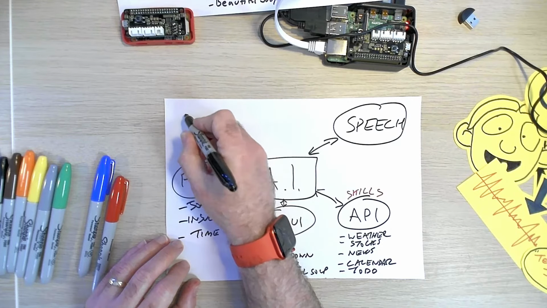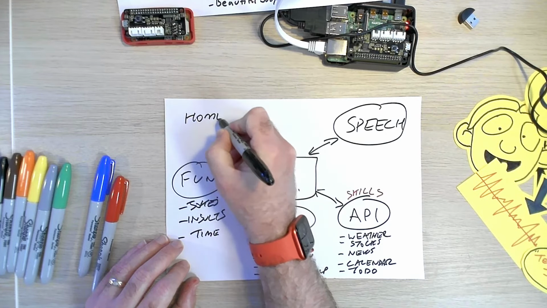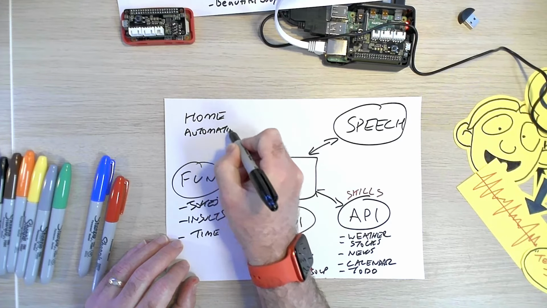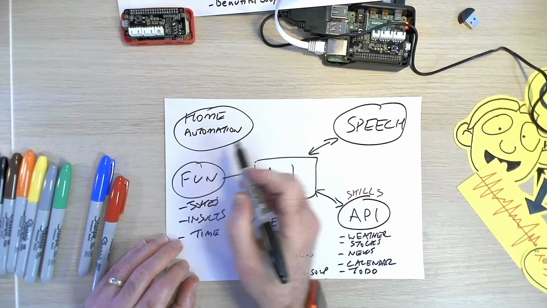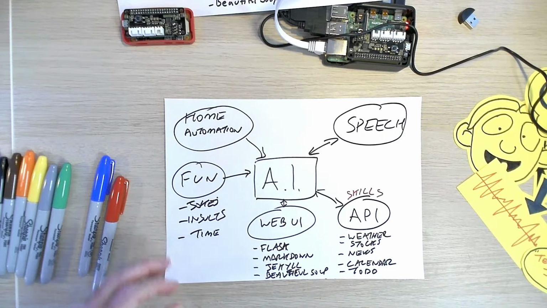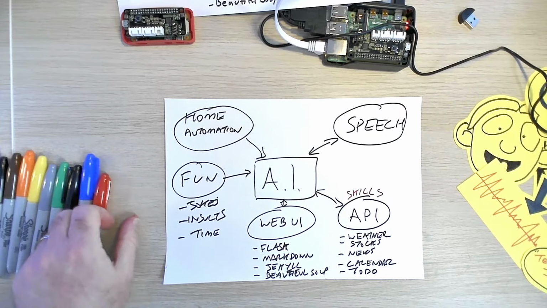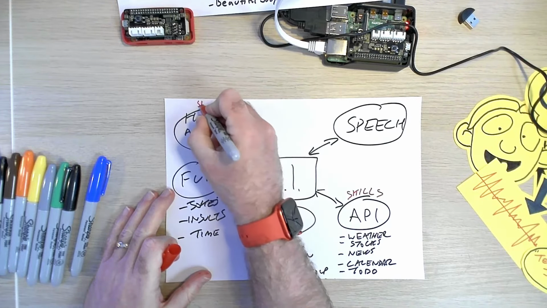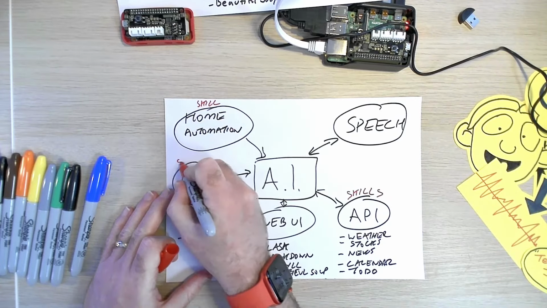And then one of the other things I thought, which probably should be in the skills area over there, is home automation. So when we looked at things like Node-RED the other week, that's home automation using MQTT, that kind of technology. That's a skill. These are skills.